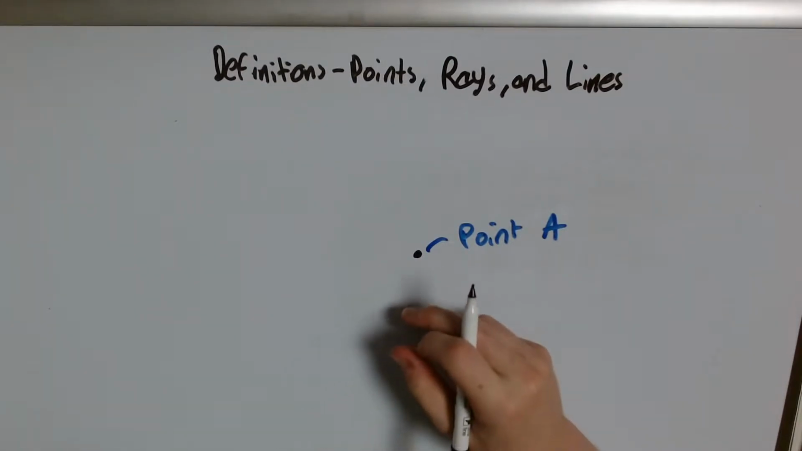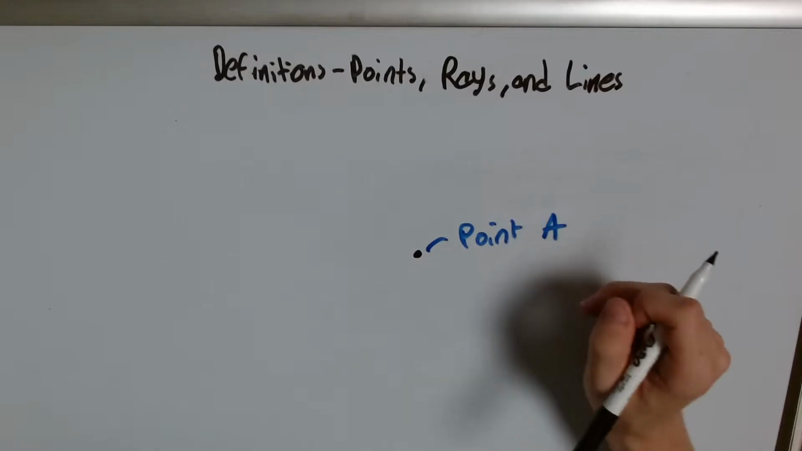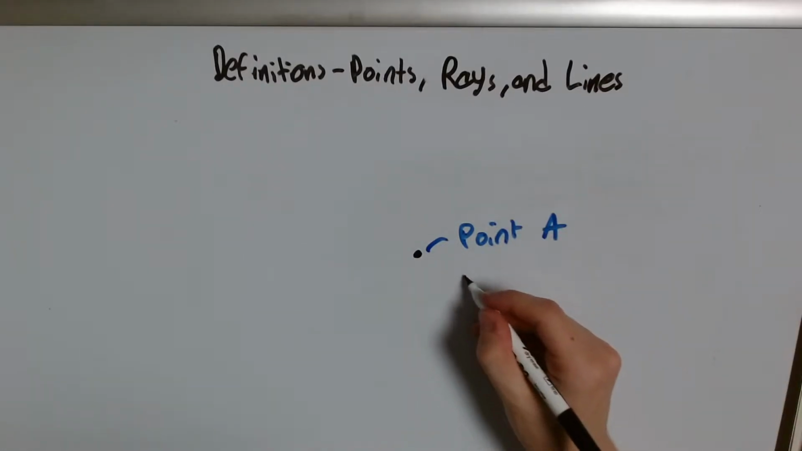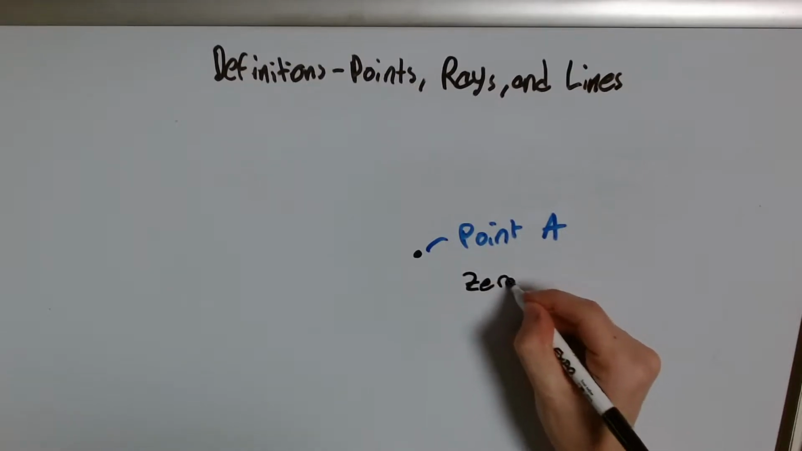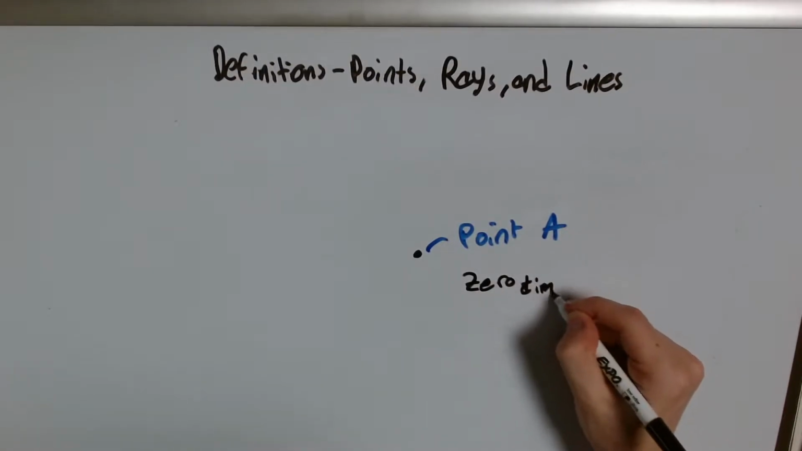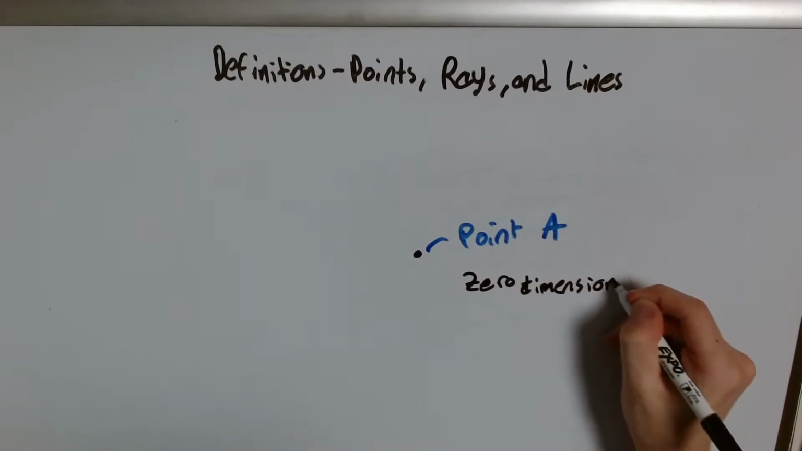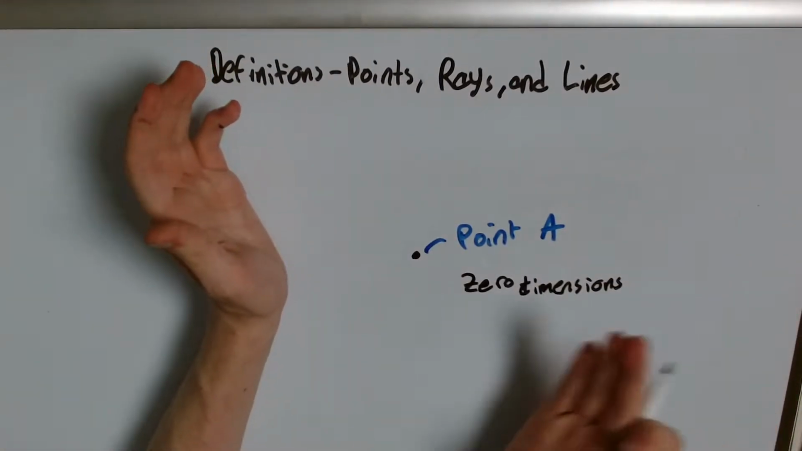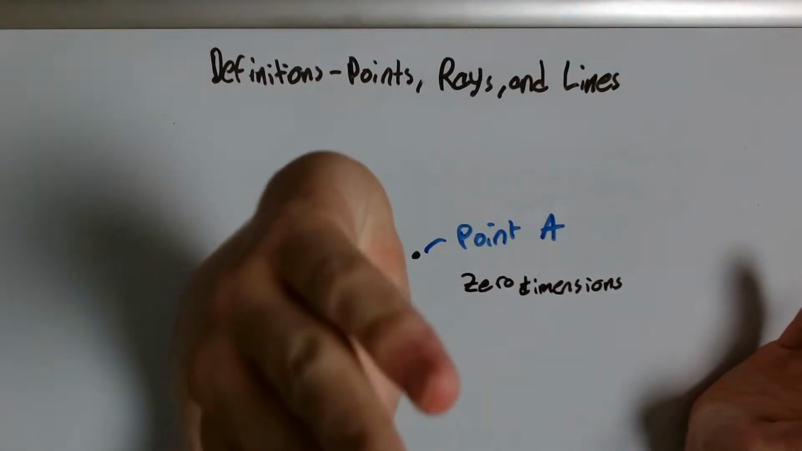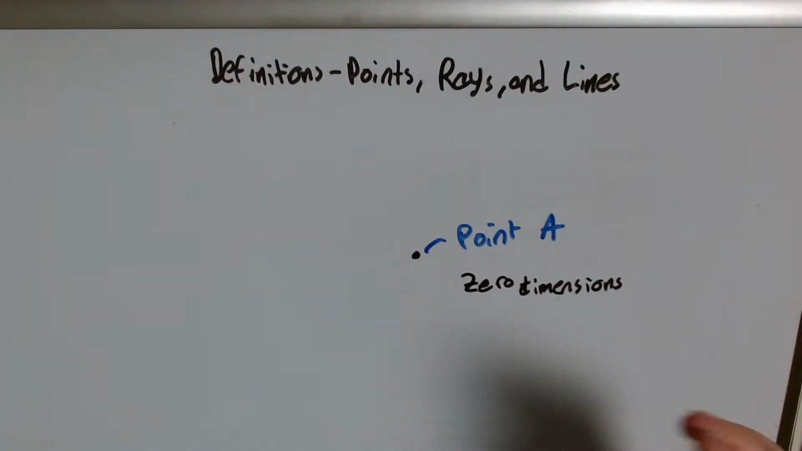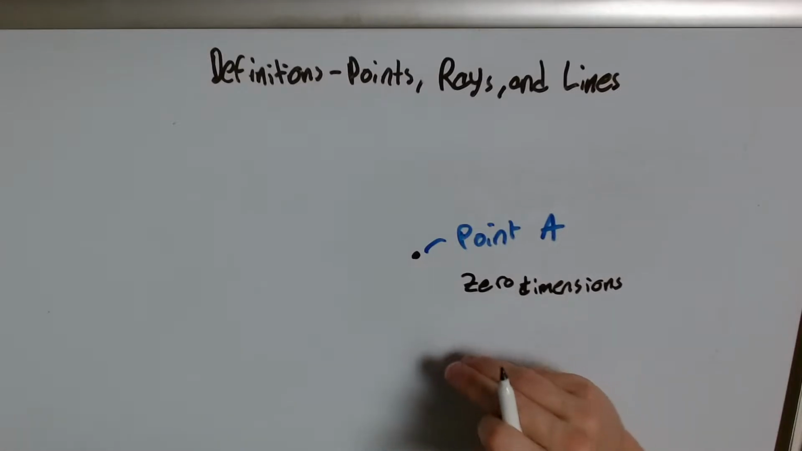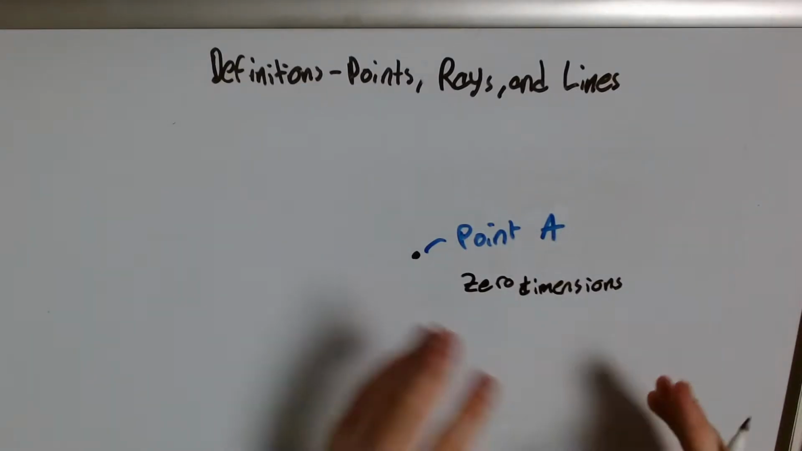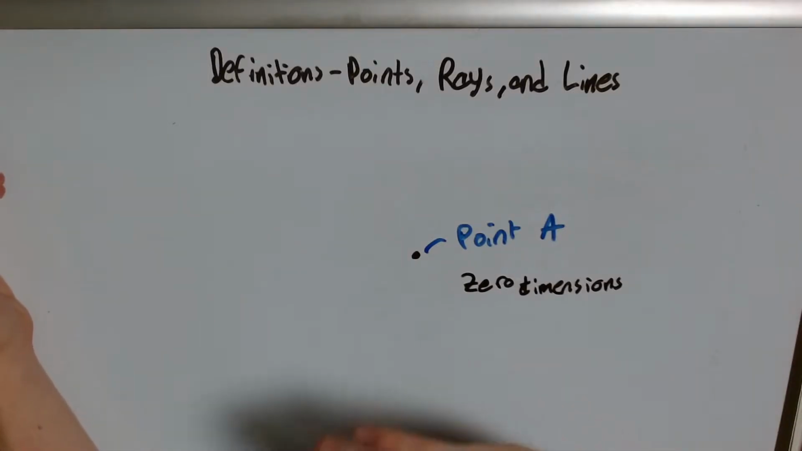Well, in geometry, points don't have length or width. They don't have any dimensions. We say that points have 0 dimensions. Now, our world is 3D, right? We have length, we have width, and then we have height, right? Not so. If you're just a point, there's nothing. Everything that you can see is part of you. There's no length, there's no width, there's no height.